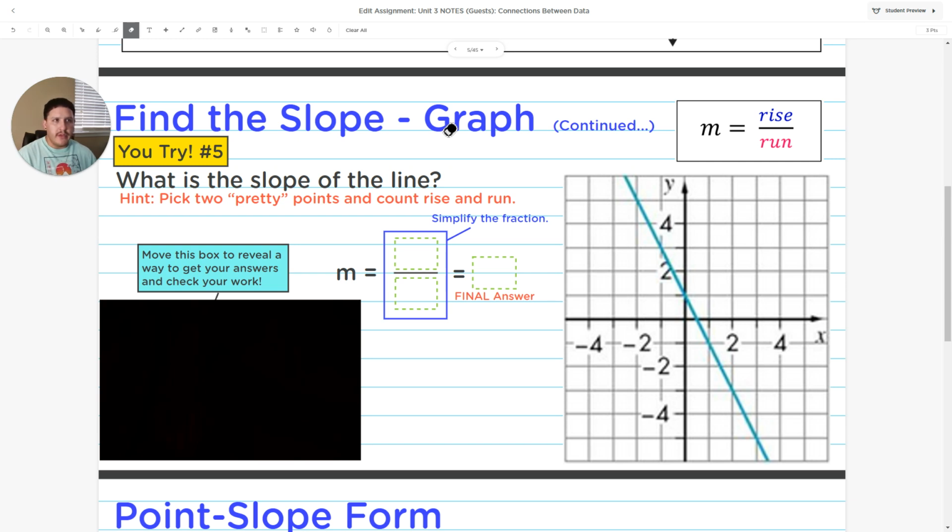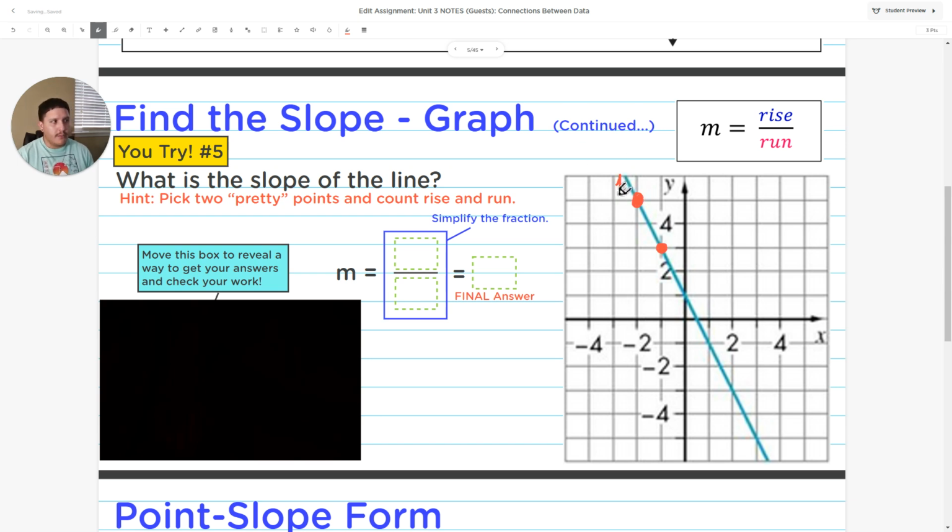Go ahead, pause this video, try this on your own. Otherwise, I'm going to continue on and show y'all how to do this. So I'm going to pick 2 points to find the slope of the line. I'm going to choose what's easiest. I see this first one right here, and I see another pretty point right there. Now I'm going to count the rise over run.